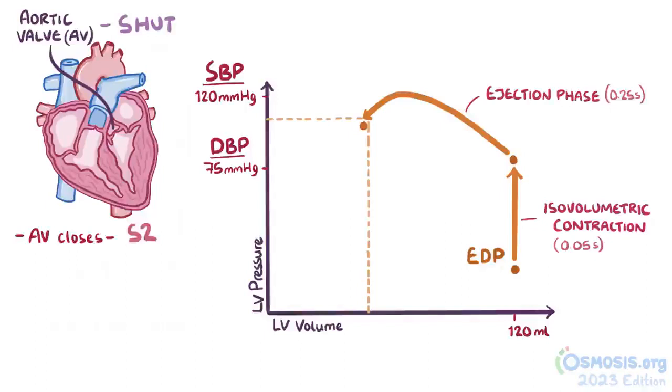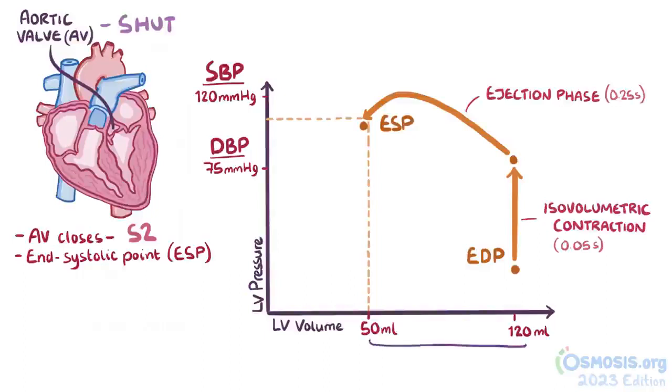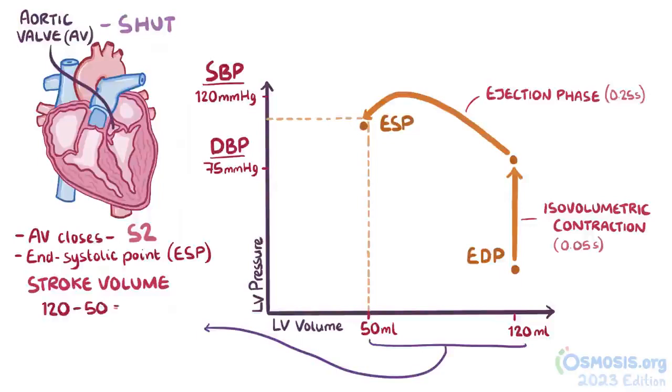So, this marks the end of the systolic period, also known as end systolic point. At this point, the volume inside the left ventricle, known as the end systolic volume, is normally about 50 millilitres. If we calculate the difference between the end diastolic volume and the end systolic volume, we'll get the stroke volume, which is the volume of blood the left ventricle ejects or simply squeezes away on every heartbeat or stroke during this ejection period. In this case, 120 minus 50 is a stroke volume of 70 millilitres.